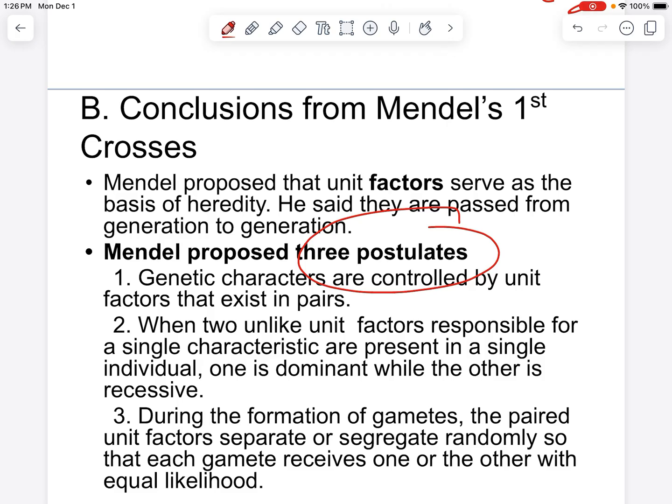And what he considered was that genetic traits are controlled by unit factors that exist in pairs. So that's why, like we said with the plant, you had a big P, little p. So there are existing pairs that control traits. When 2 unlike unit factors responsible for a single trait are present in a single individual, one is dominant while the other is recessive. Now, we can talk about that as functioning, non-functioning, but Mendel's language was that one thing dominates or overshadows the other. So think of that like a tall and short plant. And then the last pair is separated or segregated randomly.